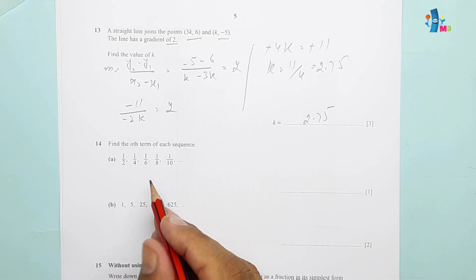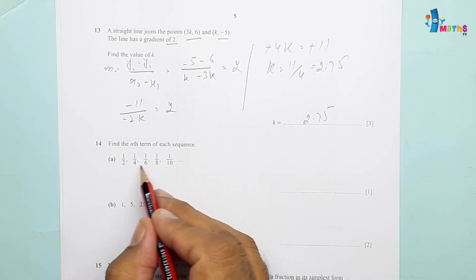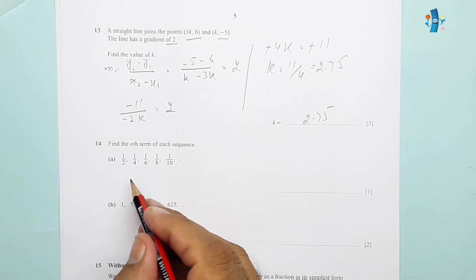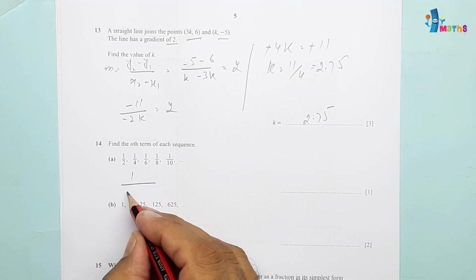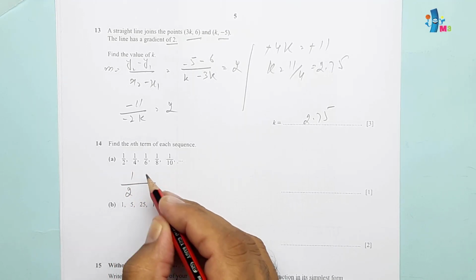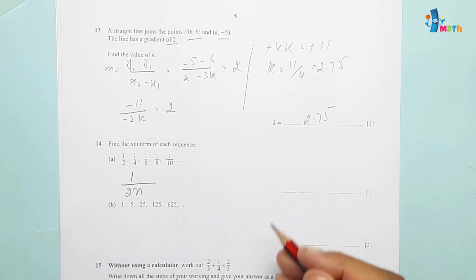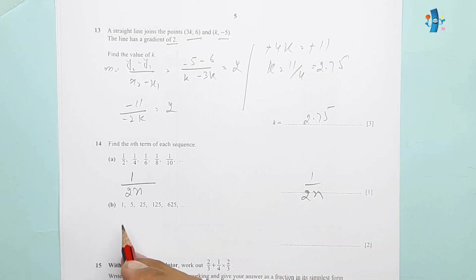Question number 14. Find the nth term of the sequence. If we see, this is 2, 4, 6. Denominator is 2, 4, 6, 8, 10, and this is 1. So 1 over this will be 2n. Basically, for 1 it will be 2, for 2 it is 4. So 2n. 1 over 2n. This will be the nth term.